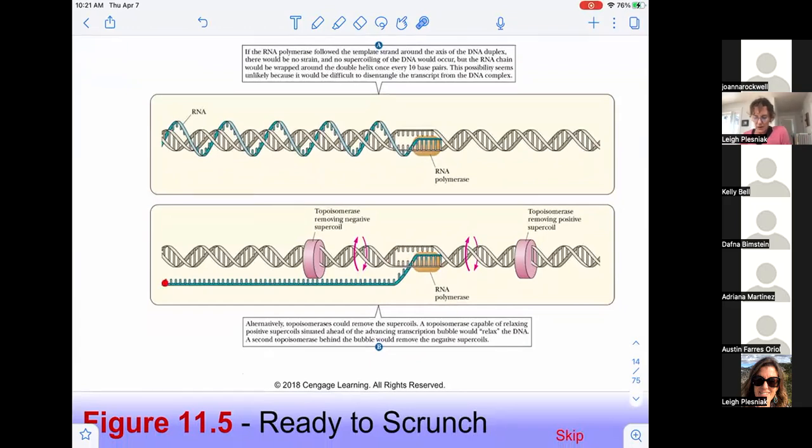So notice, okay, here's our messenger RNA that's being synthesized. Here's the transcription bubble. That's what we call the open complex. And when the RNA polymerase is unzipping the duplex DNA, that's going to cause positive supercoils upstream here. And so there's a topoisomerase that removes the positive supercoils. And then downstream of it, there will be negative supercoils. And so there's a topoisomerase that removes the negative supercoils.